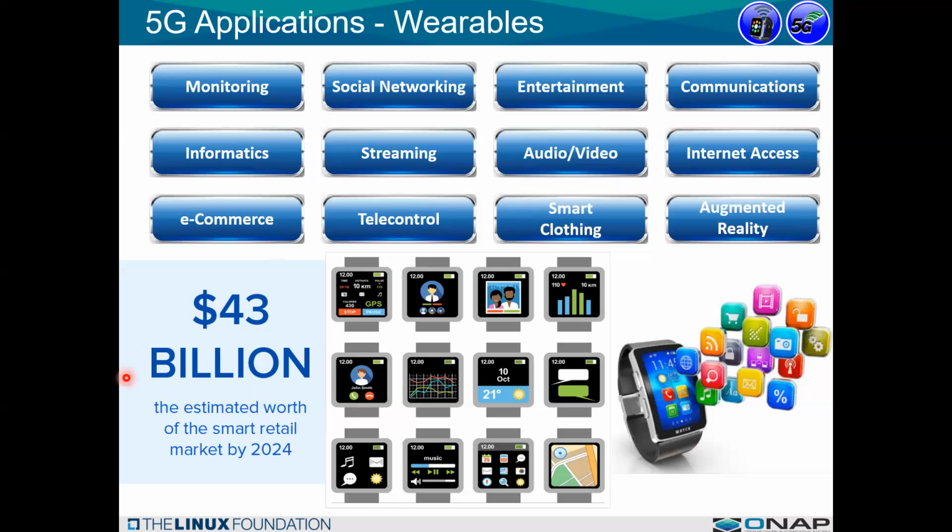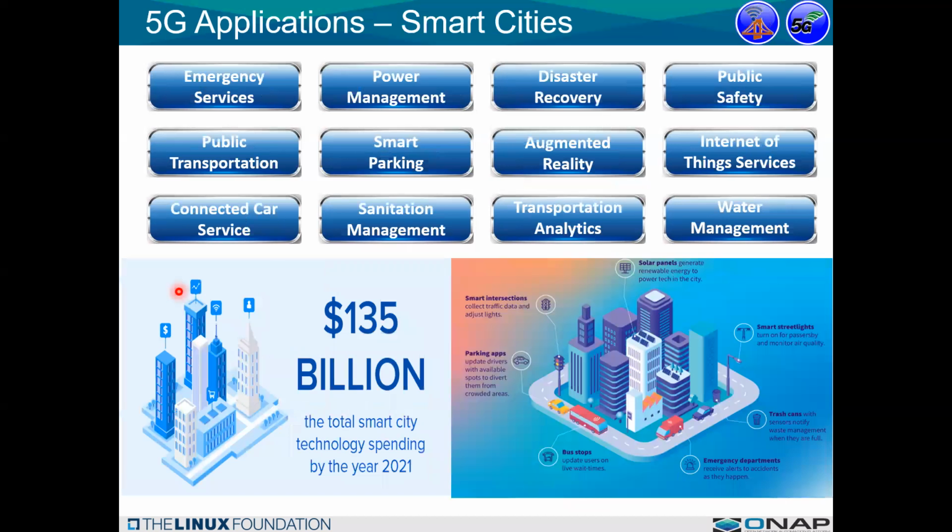So it's expected to be a pretty large market, 43 billion by 2024. Smart cities, again, estimated to be a pretty large market, 135 billion. And you can imagine lots of different potential applications in a smart city, ranging from emergency services, power management, and public safety, to smart parking we've talked about, augmented reality, being able to tell as you walk through a city, the city can tell you information about itself, where things are, or information on historical landmarks.